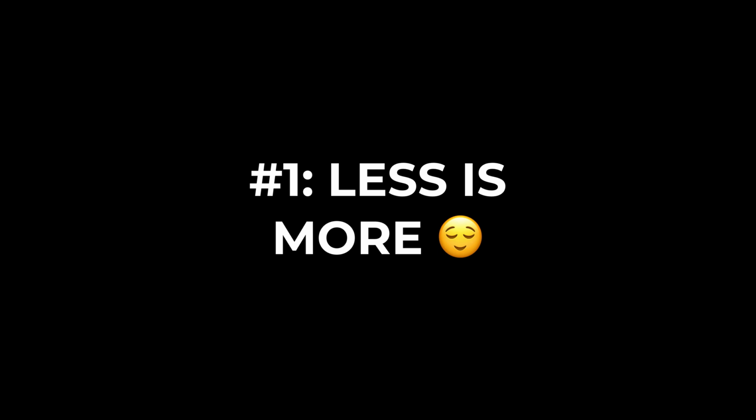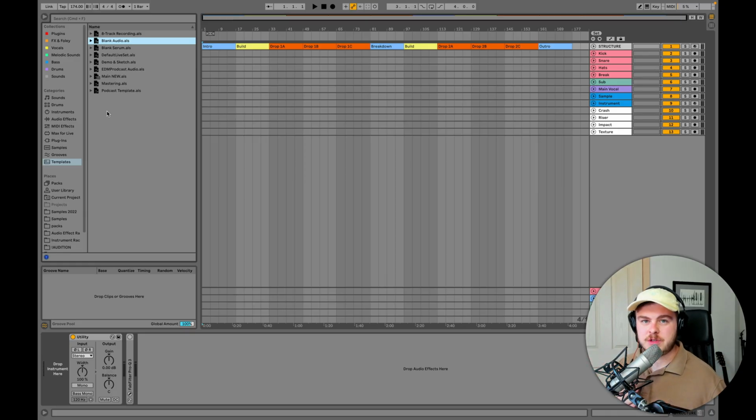So now that we know how to set up a default set, let's dive into a few principles that'll help us get the perfect template for what we need to do. The first principle here is less is more. What you're really wanting to do here is balance your creative options, what you can do, with limitations, what forces you in a certain direction with your music.